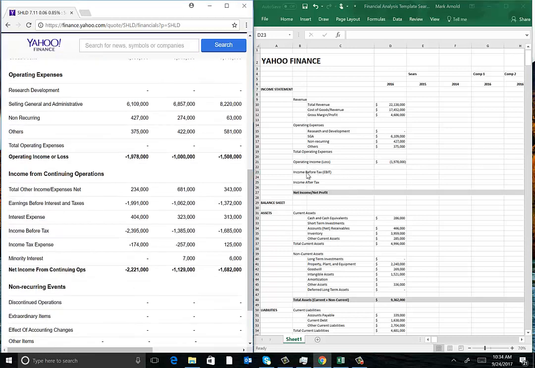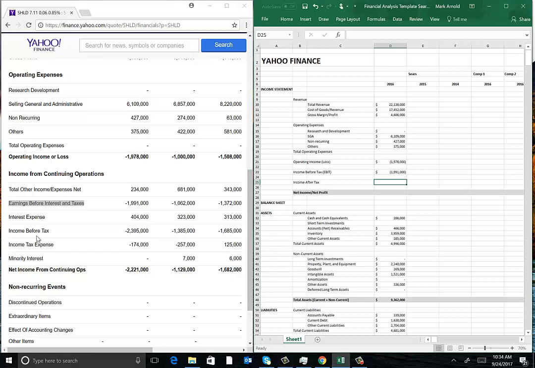And then go down to income before tax, which is right here. I put income before tax, EBIT, that's earnings before interest and taxes. Earnings before interest and taxes, right here. And go ahead and enter that number of minus 1,991,000. And then go down to income after tax.